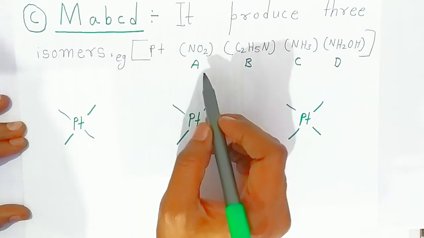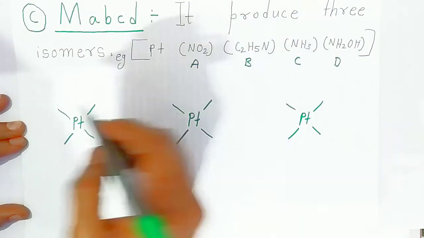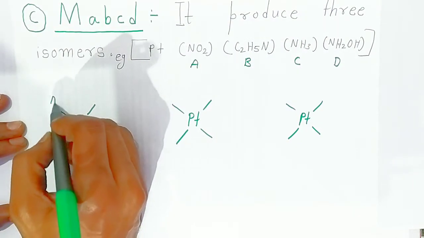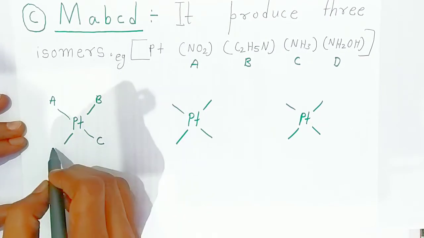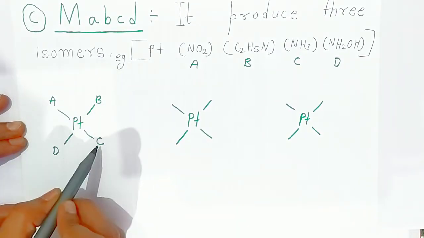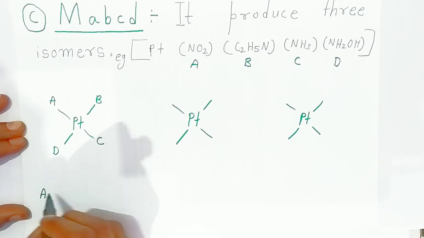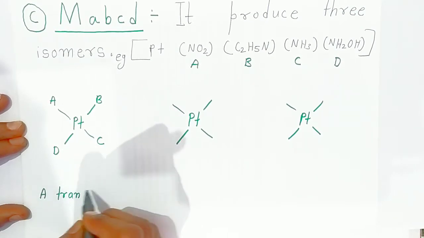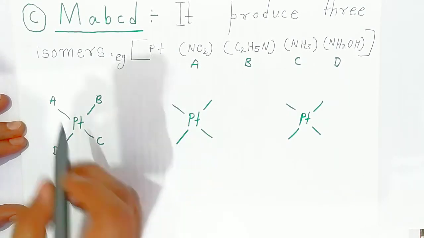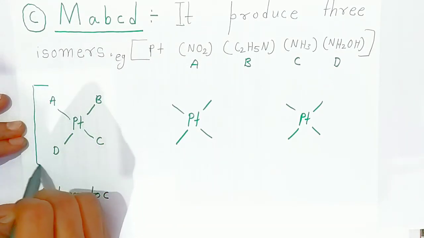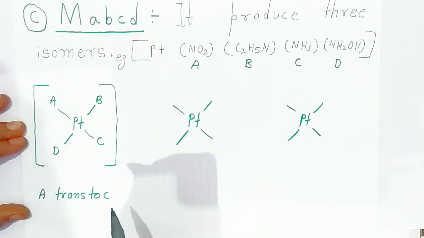Correct, students? First I am writing the type ABCD in alphabetical order, students. I am putting A here, B, C, and D. Now, students, when you see, A and C are trans to each other. So this is a trans type of complex, A trans to C. Because it is a complex, you have to put this symbol. This is the first type of isomer, students.